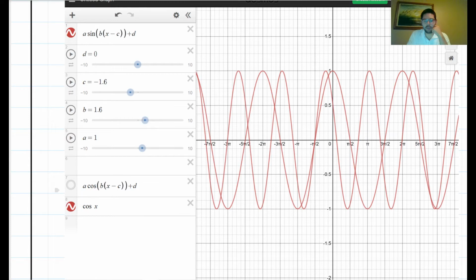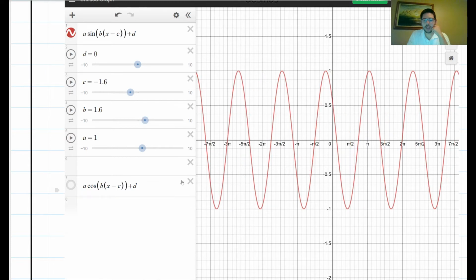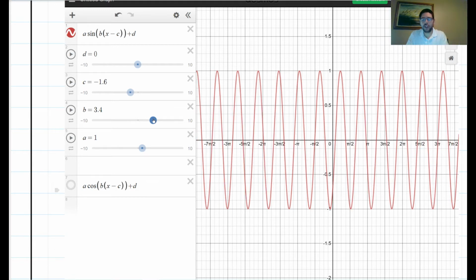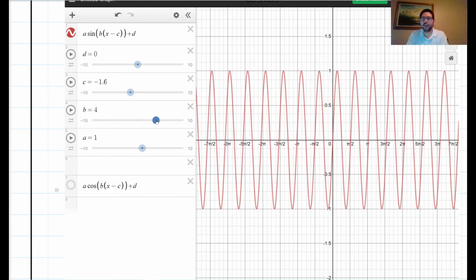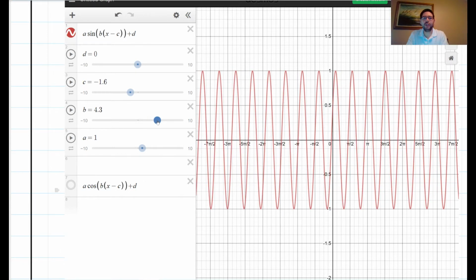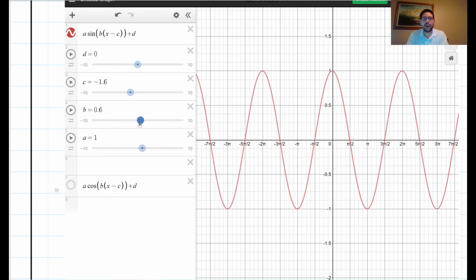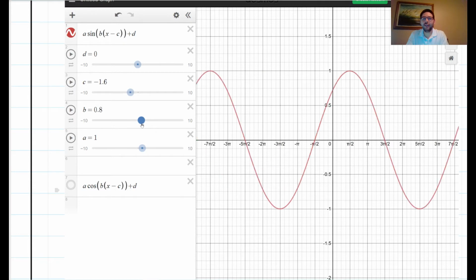So let me get rid of the cosine graph here. If I increase the B, then what happens is my frequency increases. You can visually see that when the frequency increases, I get a lot of waves, right? The wave number increases. So that's what happens when my B increases: the frequency starts to increase. The waves become more frequent, which is why we call it frequency. And then as I decrease it, the wave extends, okay?